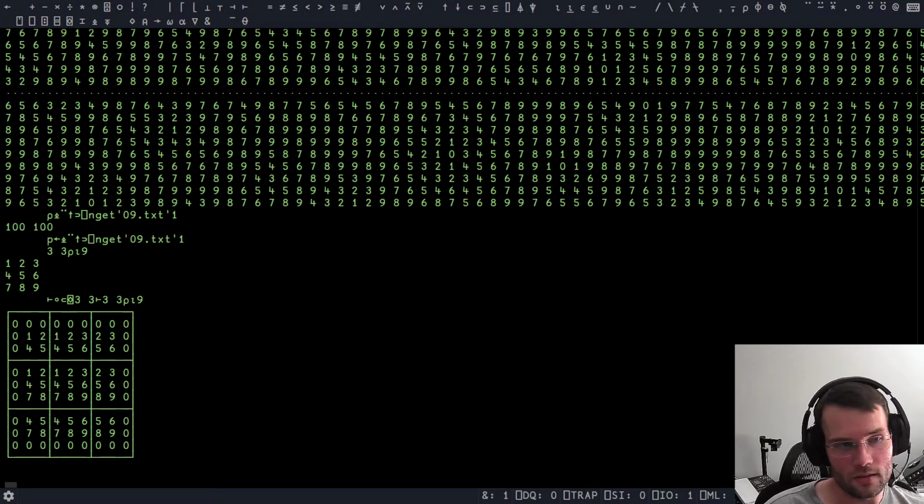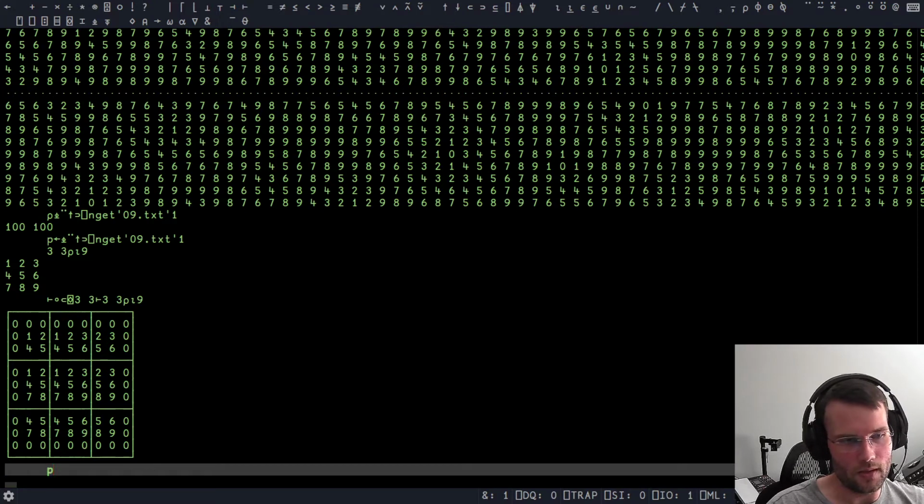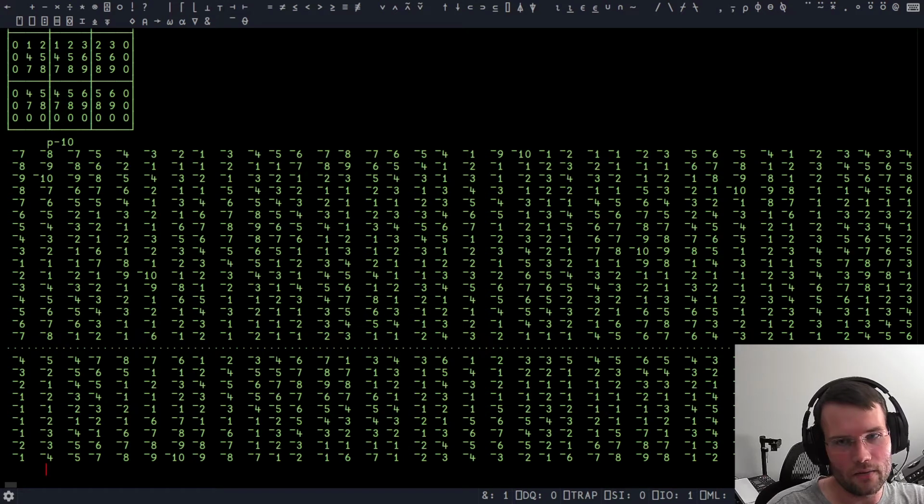Now the problem with stencil, as I said, is that it goes through every element in the matrix, which means for these corners and for the edges, there aren't sufficient elements to make a 3 by 3 matrix. So it fills it with zeros. And as far as I can tell, and I've been through the documentation and everything, there's not a way to change this fill element. So what we're going to do for our input is we're just going to subtract 10 from all the numbers. And that's going to give us a bunch of negative numbers.